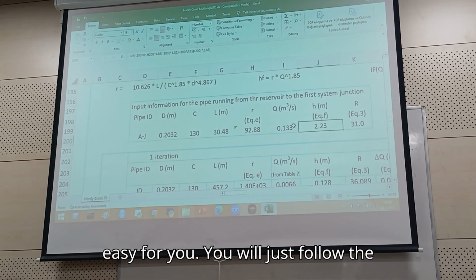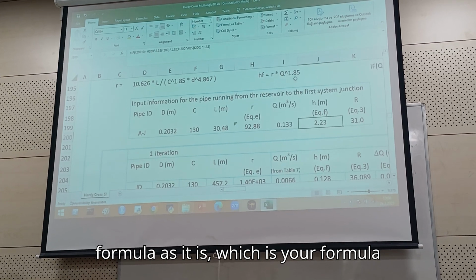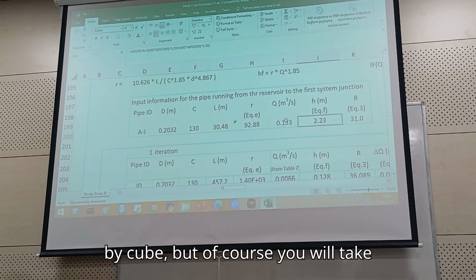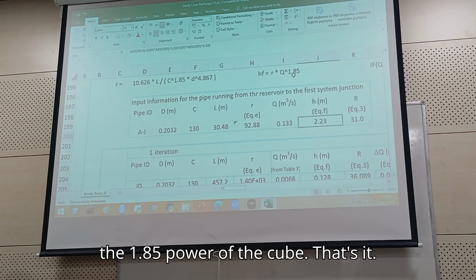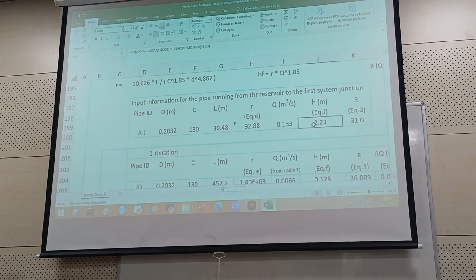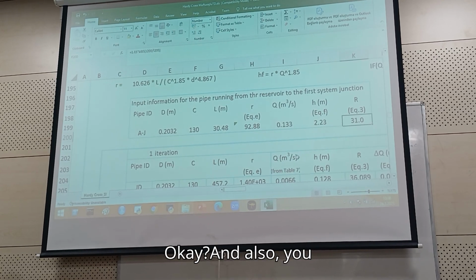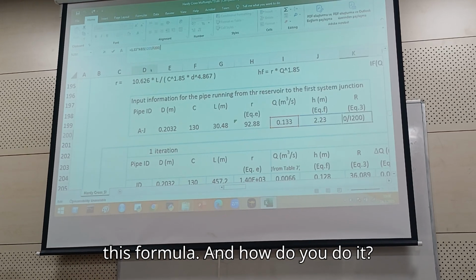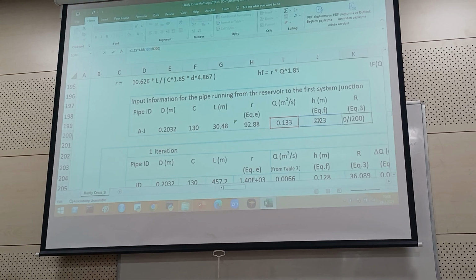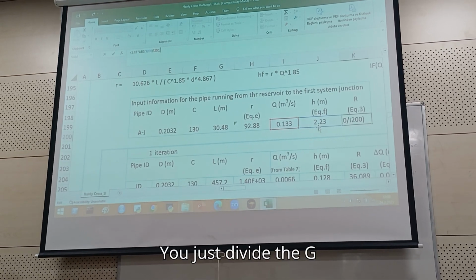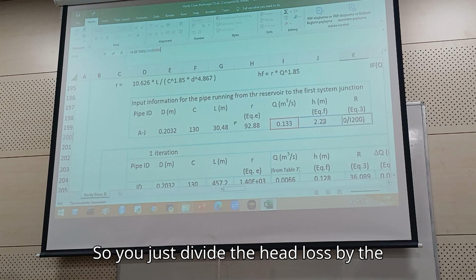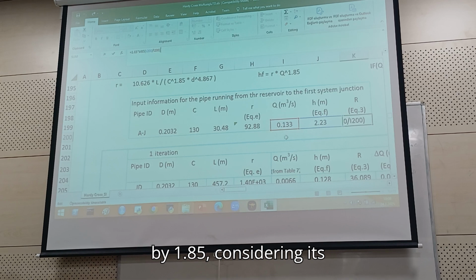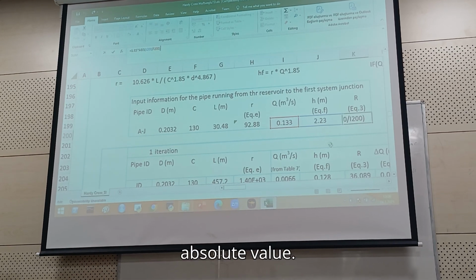You will just follow the formula as it is, which is your formula over here. You will multiply R by Q, but of course you will take the 1.85 power of the Q. That's it. Okay? And also you should calculate the capital R with this formula. And how do you do it? You just divide the head loss by flow rate, and you multiply it by 1.85, considering its absolute value.